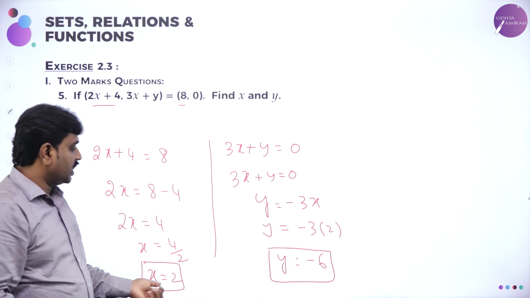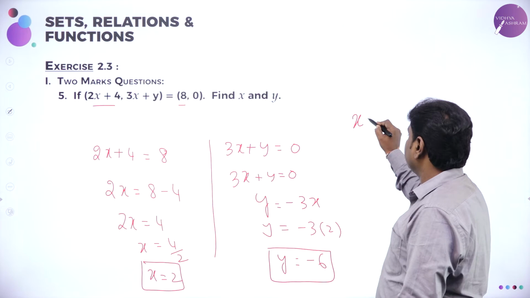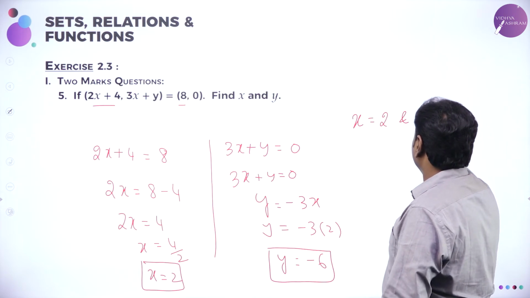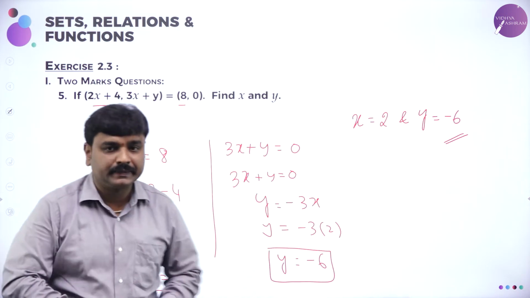They want x and y. So the x and y values you got are 2 and minus 6. X is equal to 2 and y is equal to minus 6 are the values. I hope all of you got this.